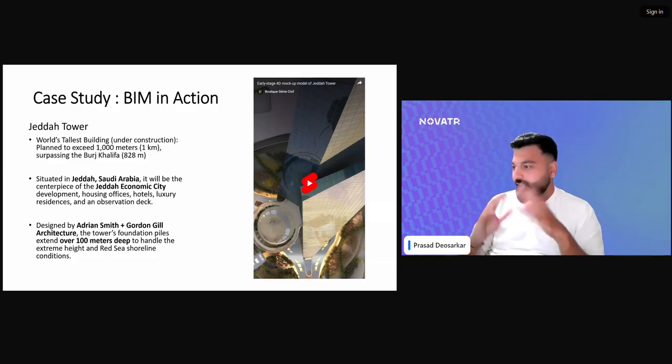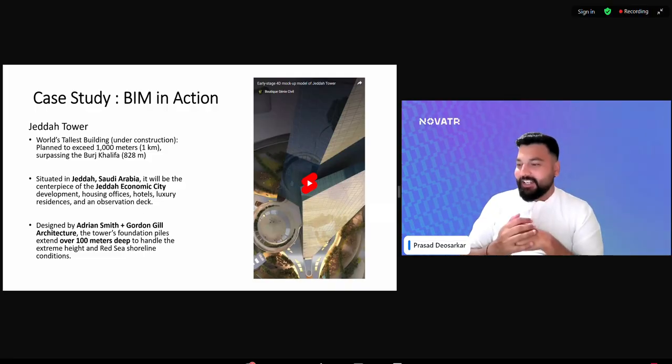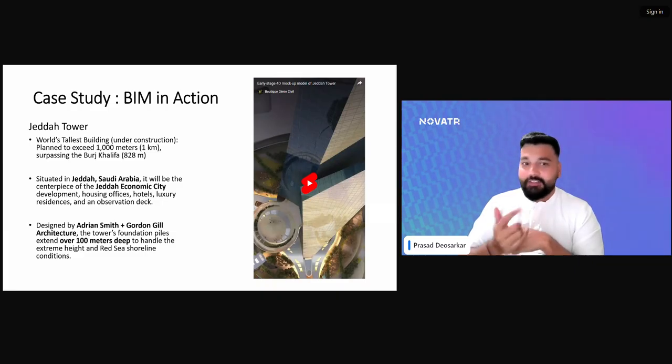Saudi Arabia is doing crazy stuff in construction. They're building huge scale projects. All of you must have heard about The Line as well, which is under construction. So this is also going to be another iconic project once constructed. It is still ongoing. Okay, it's going to be a 1 kilometer tall building.